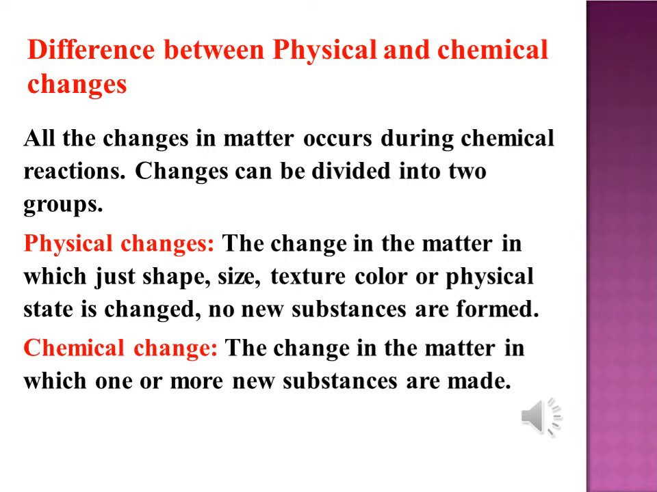As we know, all the changes in matter occur during chemical reactions. Changes can be divided into two groups. Physical changes: the change in the matter in which just shape, size, texture, color or physical state is changed, no new substances are formed. Chemical change: the change in the matter in which one or more new substances are made.